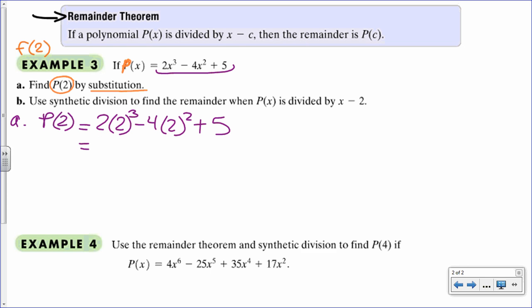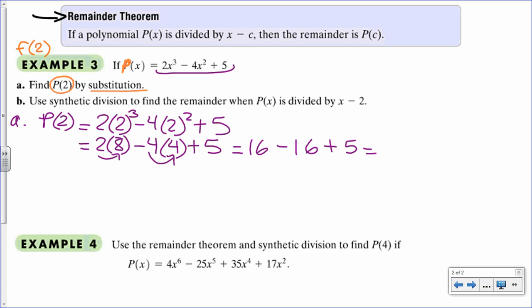In this case, first we need to take care of the exponents, so 2 cubed is 8, 2 squared is 4, and now we take care of the multiplication, so that will be 2 times 8 is 16, negative 4 times 4 is negative 16, and then we have a plus 5 here. 16 and negative 16 are opposite, so they cancel, equals 0, so our answer is 5. So P of 2 is equal to 5, and as a table of values, that means that if x is equal to 2, y is equal to 5. That's what it means, right? We're finding the function value by substitution.